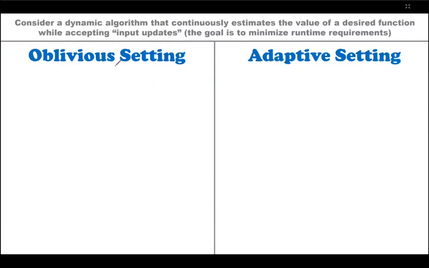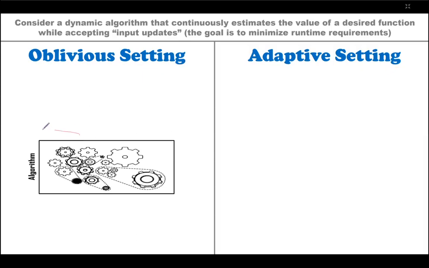Okay, so let me make the setting more explicit, and I'll compare what happens in the classical or oblivious setting to what happens in the adaptive or adversarial setting. Let's begin with the classical oblivious setting. We have here an algorithm that gets an input, and the input to this algorithm changes over time. And the algorithm needs to output, after every time the input changes, a modified estimation or modified output for whatever it needs to compute.